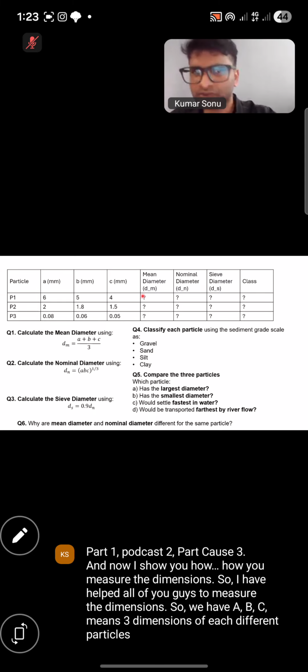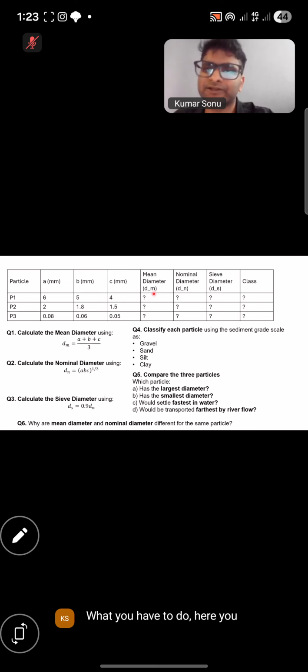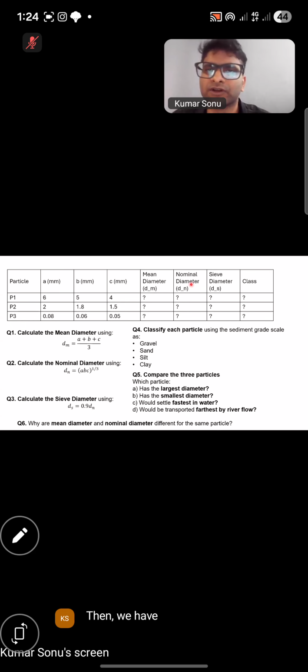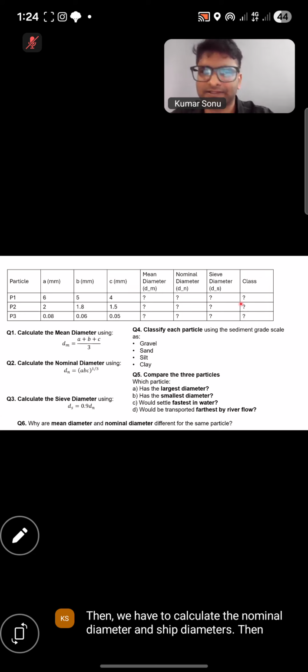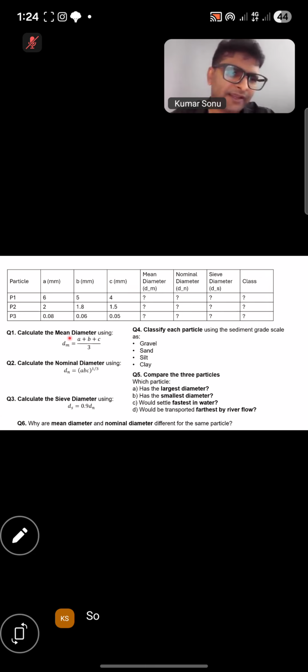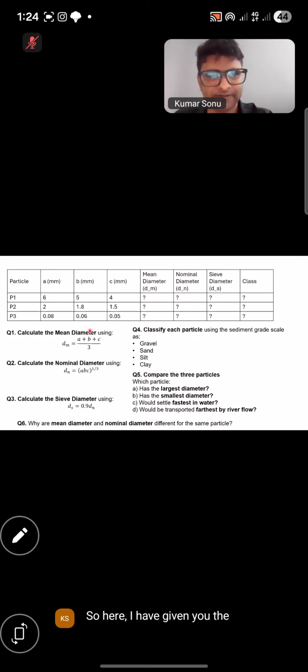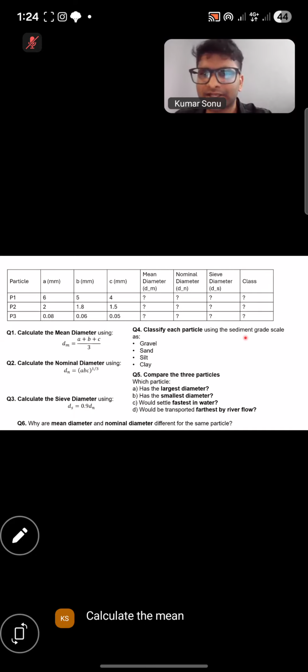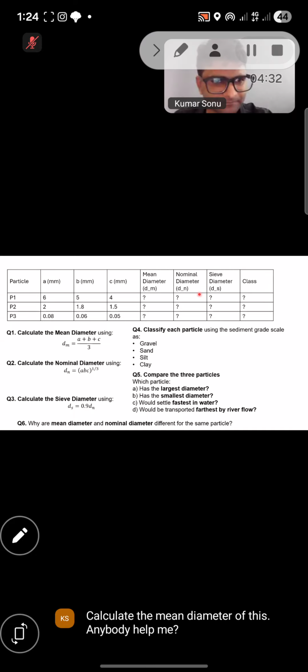What we have to do here is calculate the mean diameters, as I discussed earlier. Then we have to calculate the nominal diameter and sieve diameters. Then we classify the different classes. Here I have given you the formulas. So can anybody help me find one? Calculate the mean diameter of this. What is the mean diameter of particle 1? Do you guys need some time?